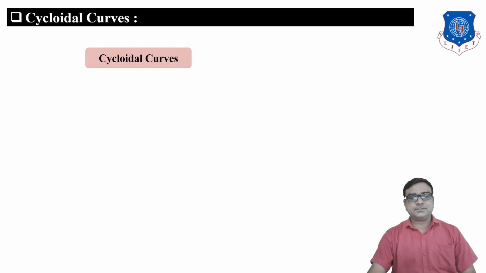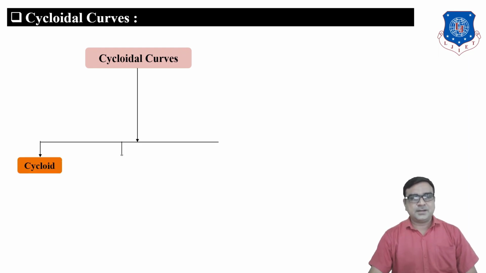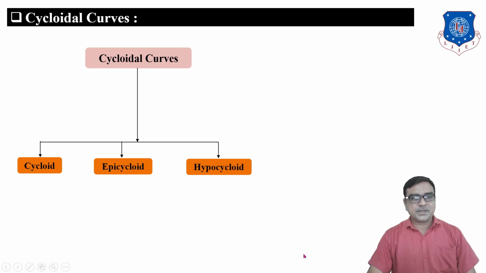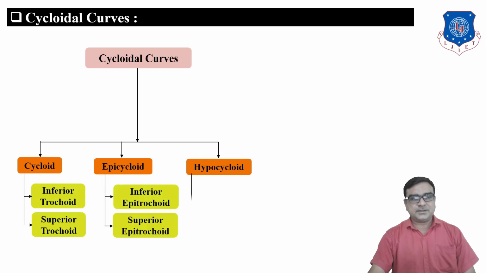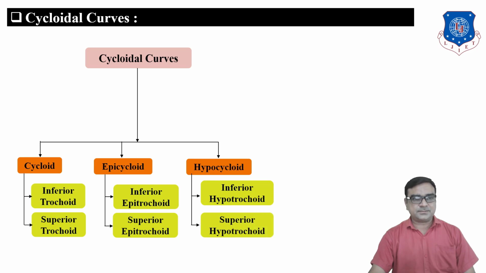Cycloidal curves. We know that in cycloidal curves there are three main curves: cycloid, epicycloid, hypocycloid, and the sub curves of every three, inferior and superior.